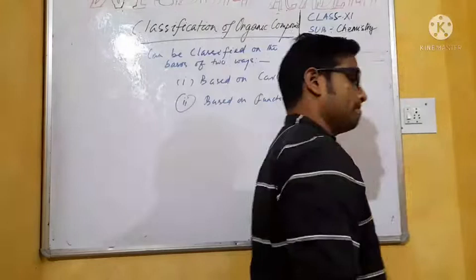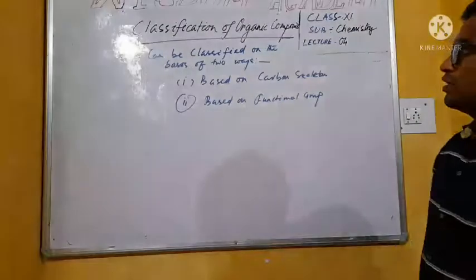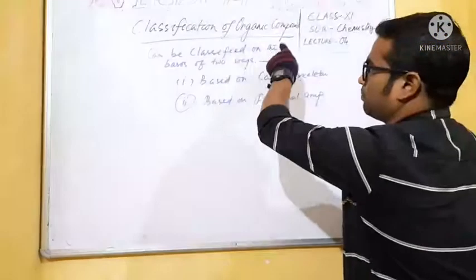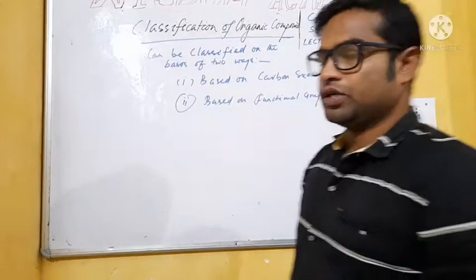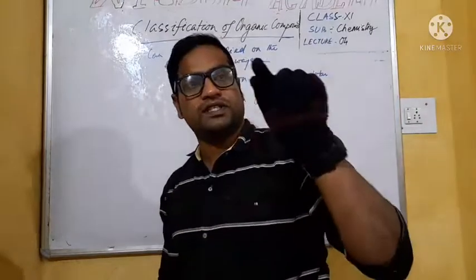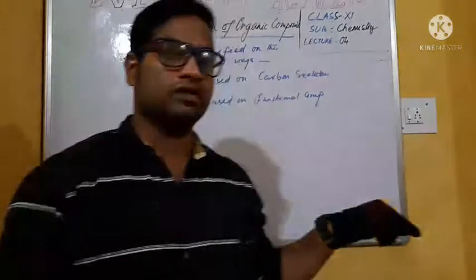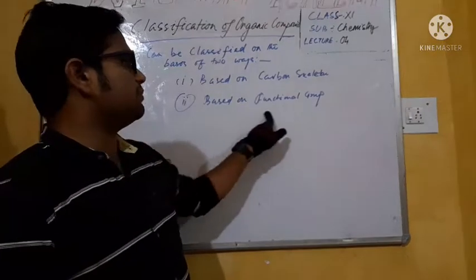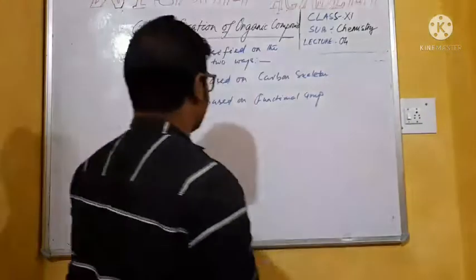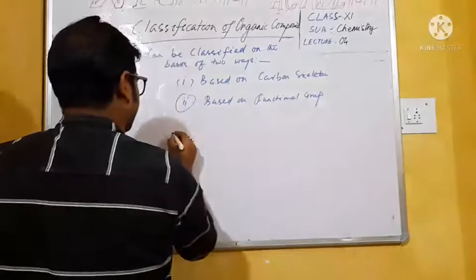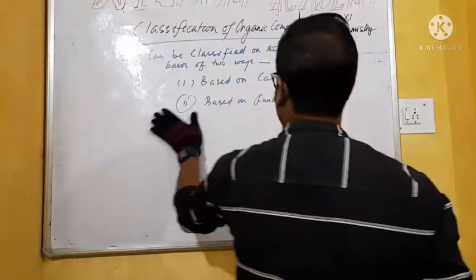Students, all organic compounds are classified into two ways. The first one is on the basis of carbon skeleton, and the second one is based on functional group. Let's start with the basis of carbon skeleton. The first one will be discussed today.